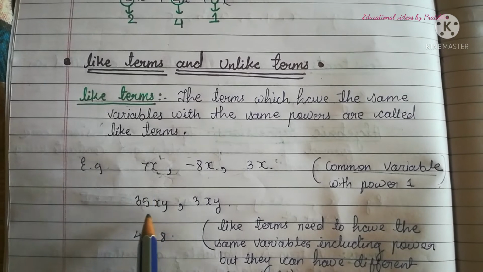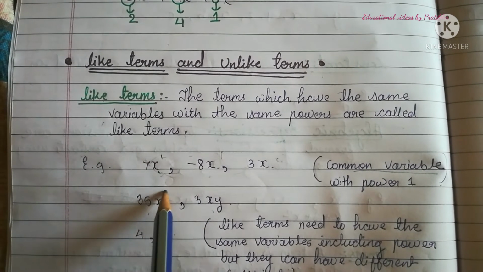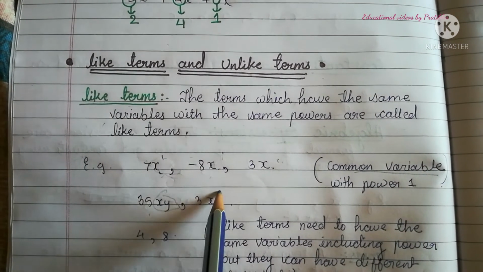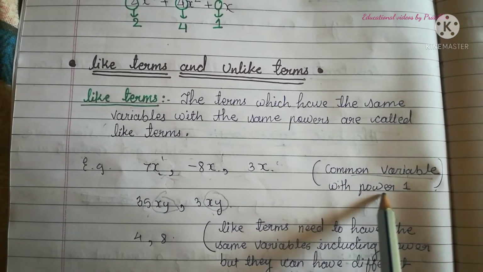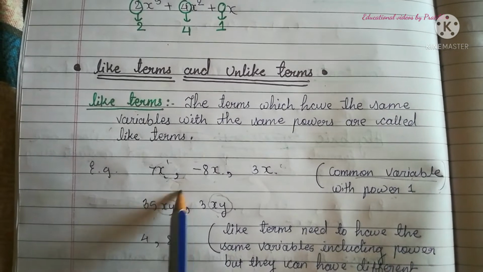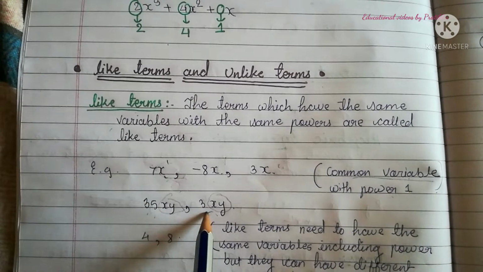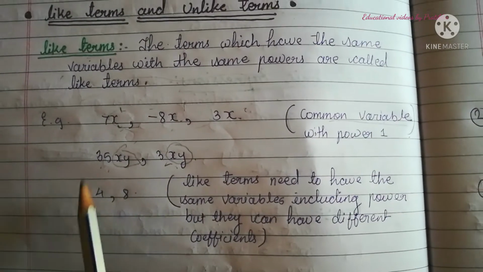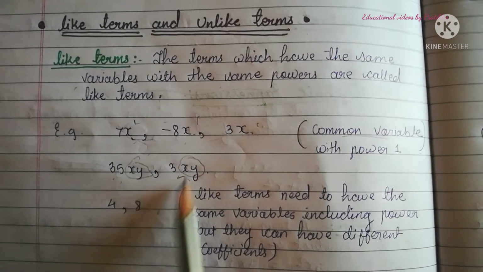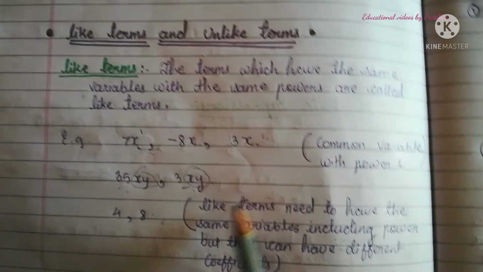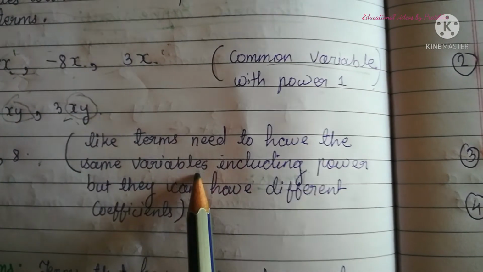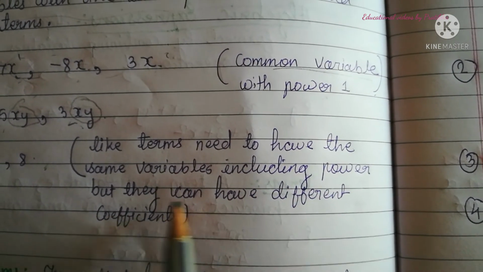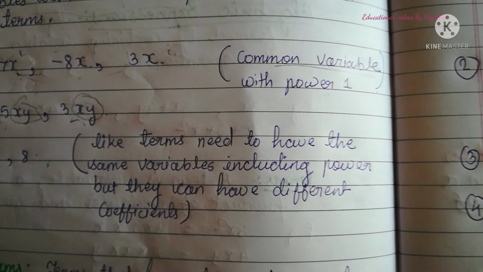Now let us see another example, 35xy and 3xy. Here variables are the same, xy, xy. Common variables and the power is 1. So these 2 are also like terms. Now let's see the next example, that is 4 and 9. These are numbers, constants, so they are also called like terms. So like terms need to have the same variables including power, but they can have different coefficients.